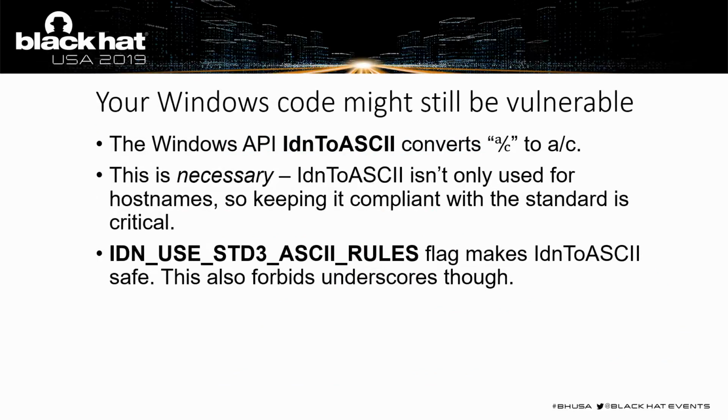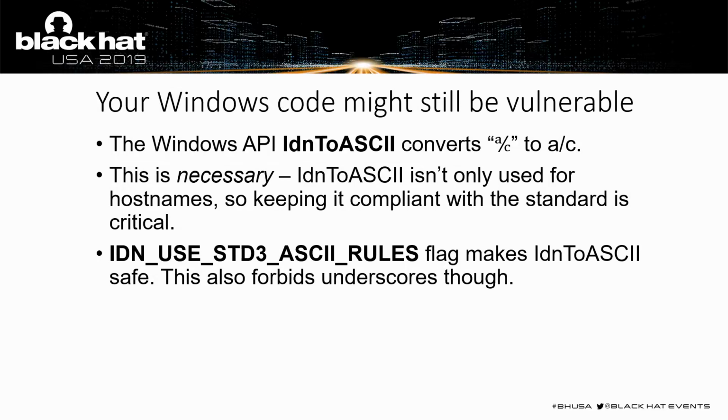Well, if you're writing native code in Windows, your code probably is vulnerable. So if you're using IDNAToASCII to convert a Unicode hostname to an ASCII hostname, that Windows API will actually also convert the accounted character to A/C, and all of the other characters that I mentioned that also let you do these tricks work as well. But this is necessary. IDNAToASCII is an RFC-defined algorithm. There are things that it's used for that are not host names. If the behavior of this changed, a lot of other things would break. It does have a flag, which is the UseSTD3ASCIIRules flag I mentioned before. If you use that, it is safe, but then it won't accept host names with underscores, so there's a trade-off there.